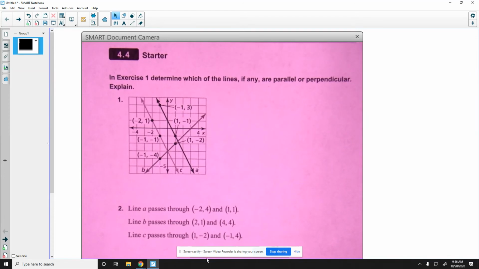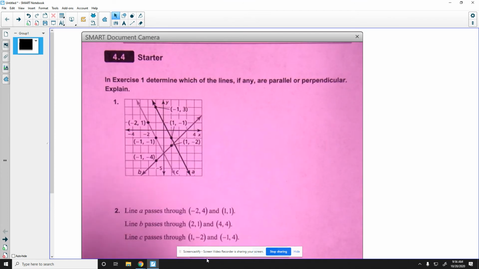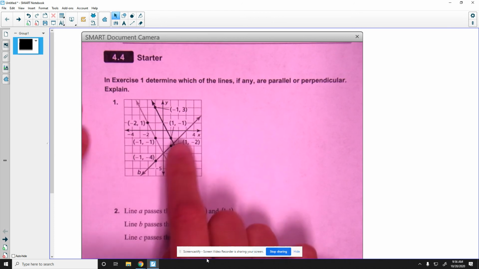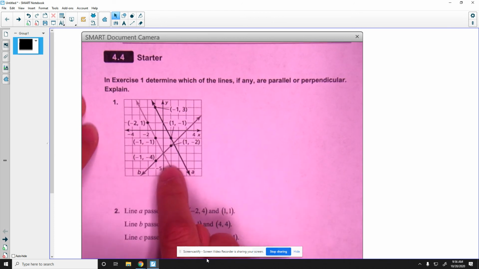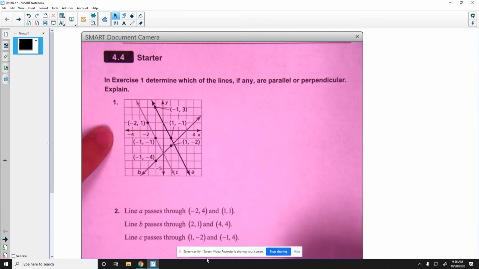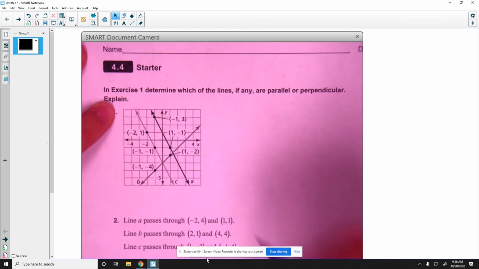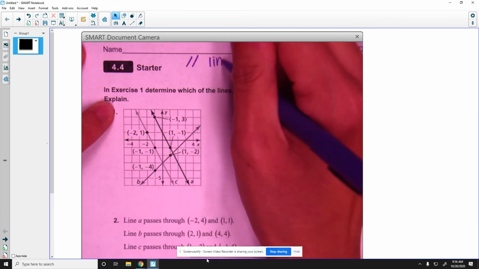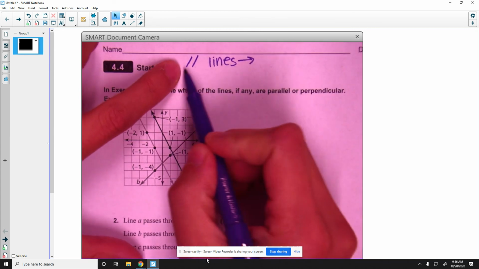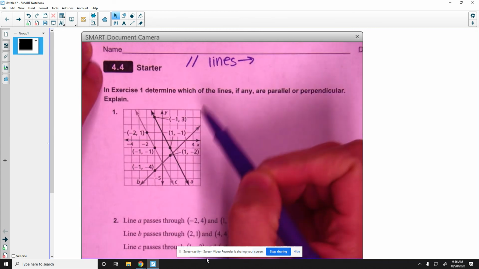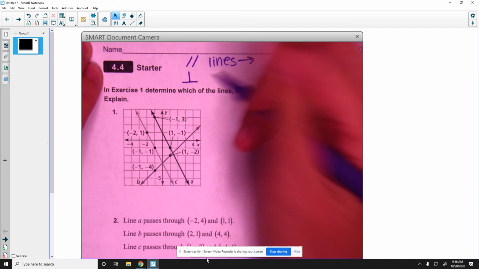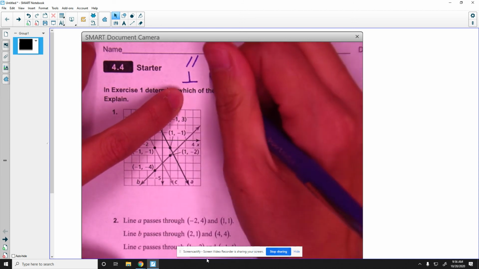All right, let's do this. What we talked about for 4.4, yesterday's video notes, is parallel and perpendicular lines. We're graphing a bunch of lines, and you have to decide if they're parallel or perpendicular. There were basically two rules. This is the symbol for parallel lines, so you don't have to spell it out anymore, and this is the symbol for perpendicular lines.